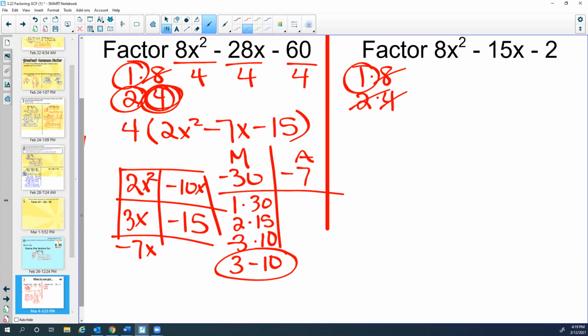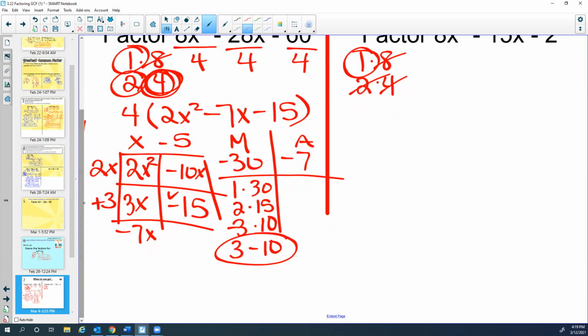All right, up top, I'm going to get an x here, and I'm going to get a 2x here. 2x times negative 5 gives me negative 10x. x times positive 3 gives me positive 3x, and 3 times negative 5 is negative 15. So final answer is 4, because again, we can't forget about our GCF in our final answer: 4 times (2x plus 3) times (x minus 5).